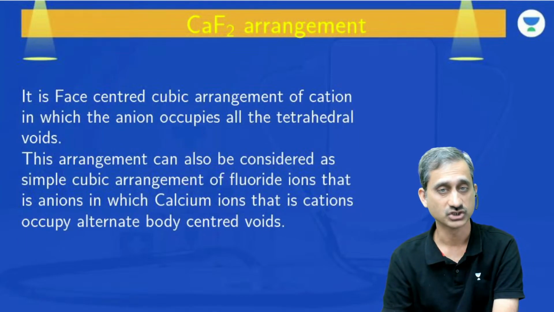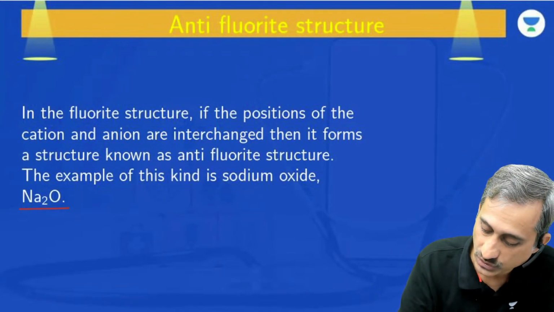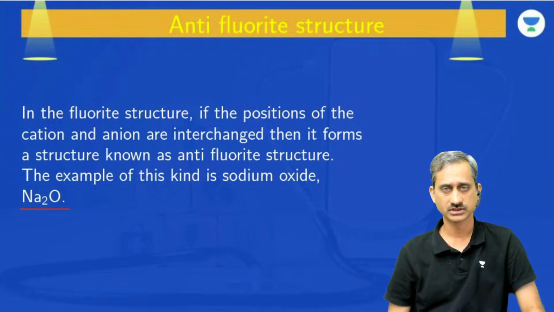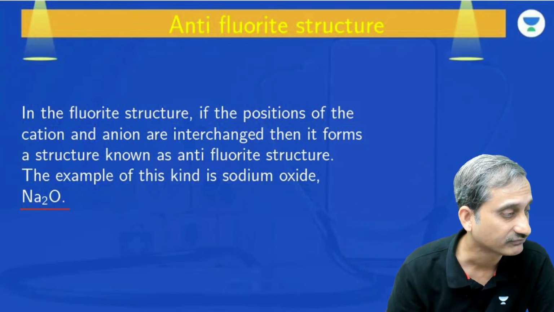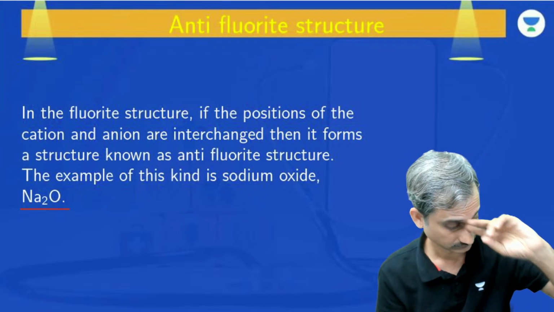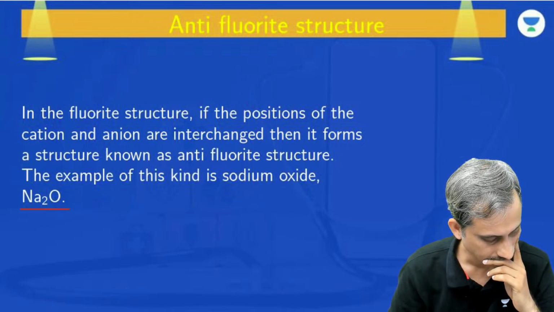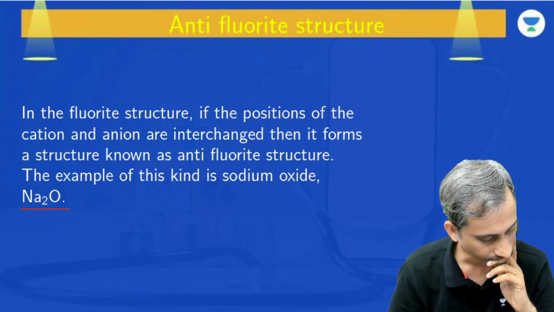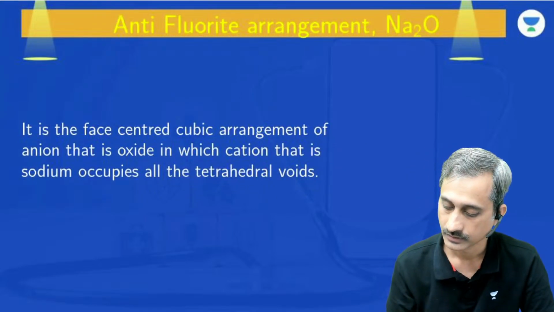This is also called the fluorite arrangement. Then we have antifluorite arrangement. Now, antifluorite arrangement is sodium oxide. The only thing is the cation and anion positions are interchanged. Okay. Here, sodium occupies the tetrahedral void and oxide makes the entire arrangement. So that's what we have as sodium oxide or the antifluorite arrangement. Is it clear?